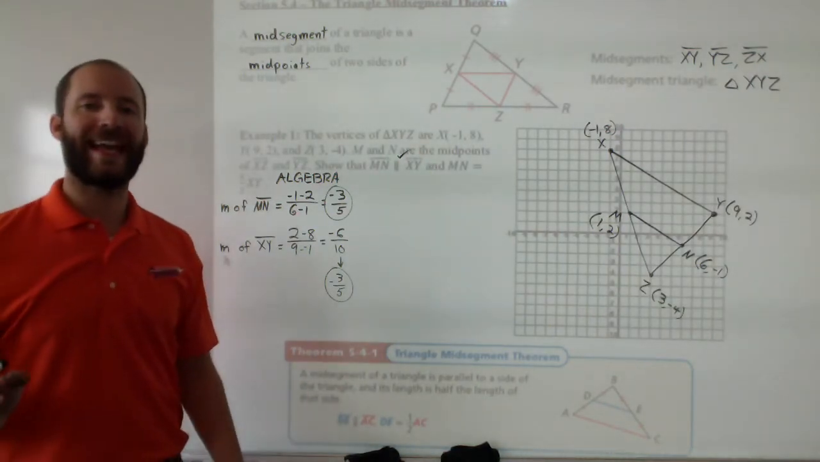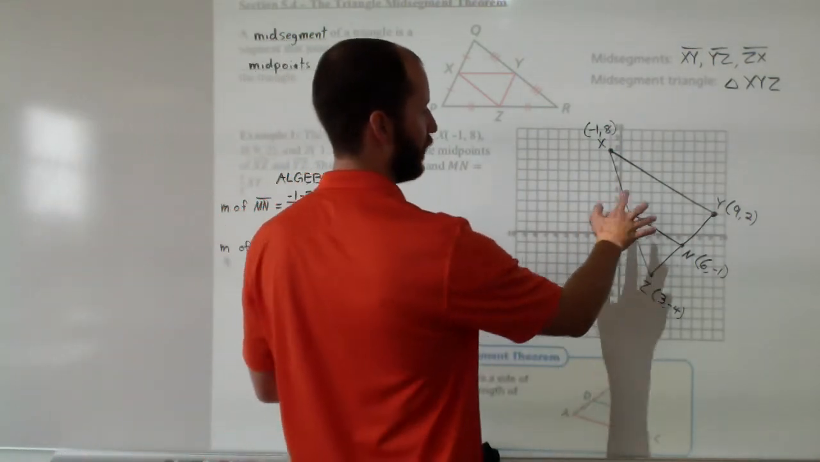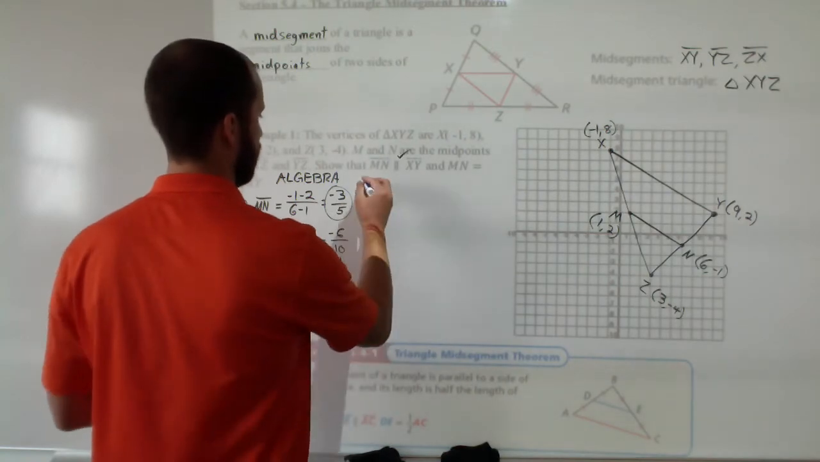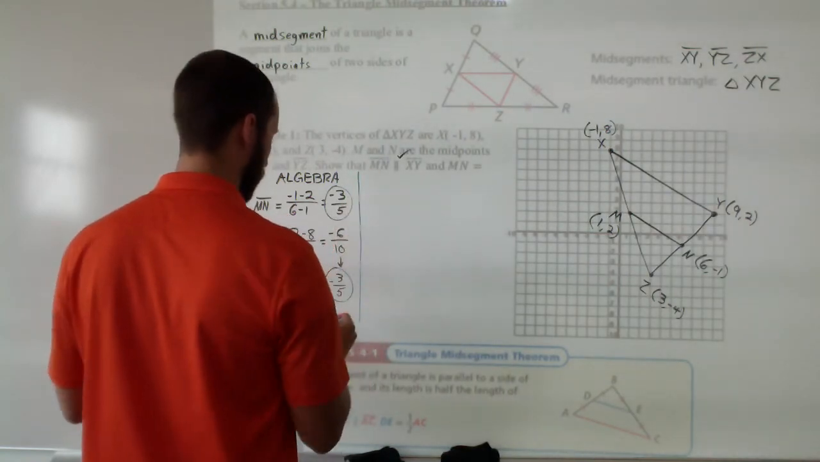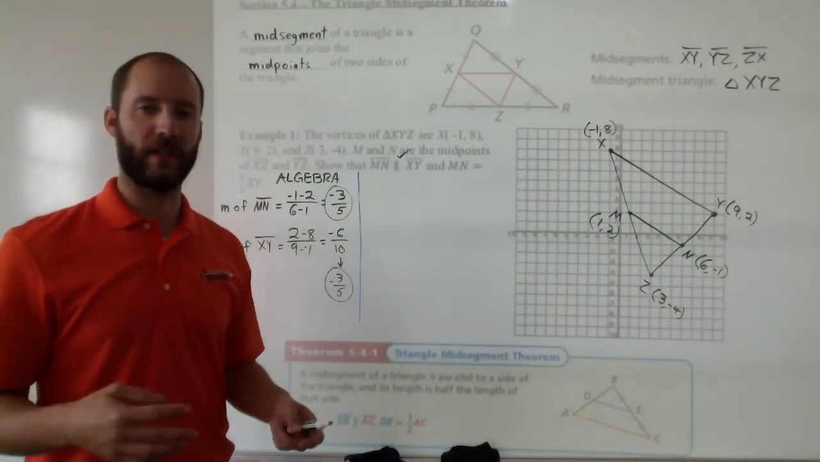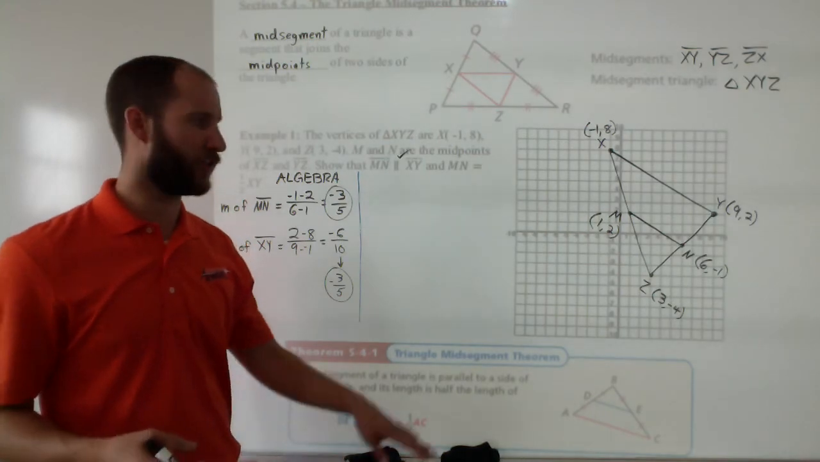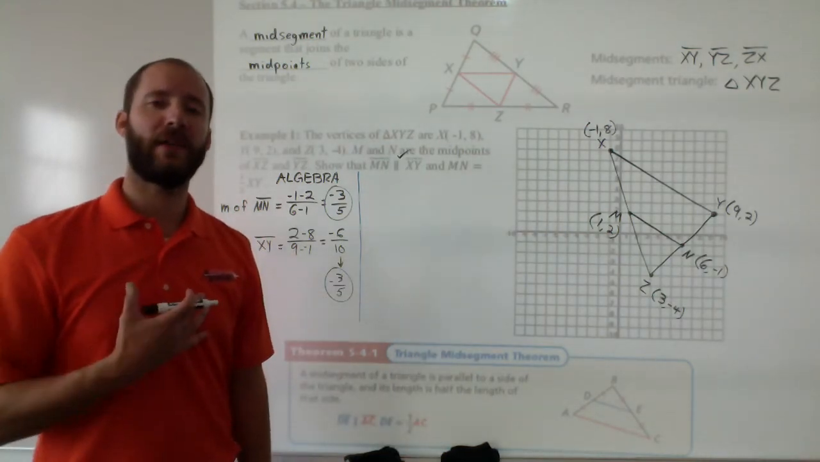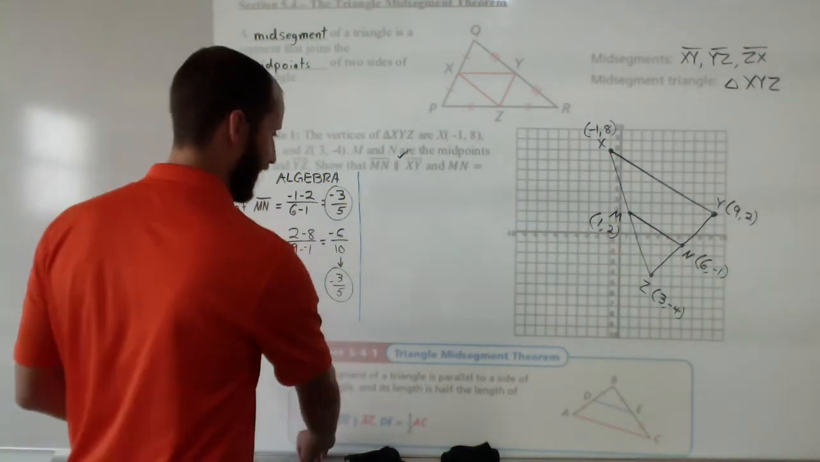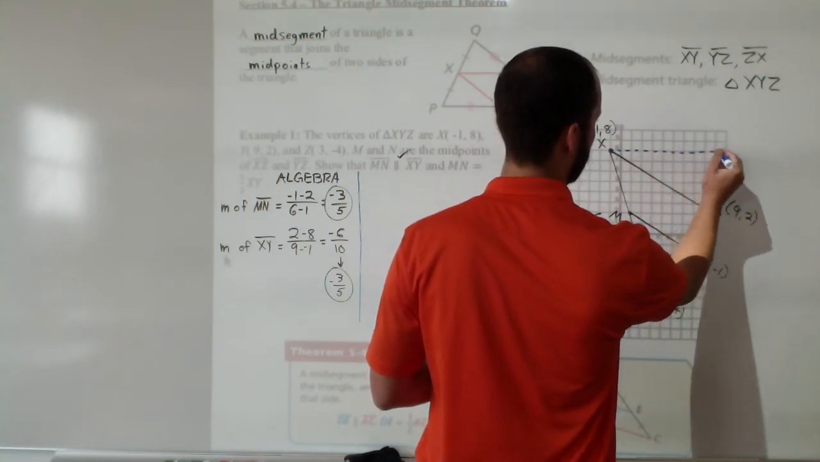So now looking at the length of these segments, looking at the length of XY and the length of MN. Now you have a couple of options. You can use distance formula or Pythagorean theorem. Now distance formula is pretty helpful when you have coordinates, which we have. Pythagorean theorem is helpful when you have a picture, which we have. And in my opinion, Pythagorean theorem is a little easier to work with. Since we already have the picture, let's go ahead and use Pythagorean theorem.